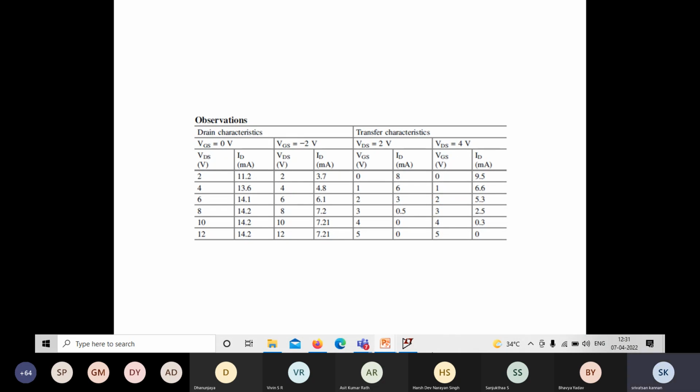What type of analysis in simulation setting? Transient. Not transient. It's DC sweep. DC sweep, right? So here, which is the first source? For first, let us consider drain characteristics. So what is my first source? What is the second source?